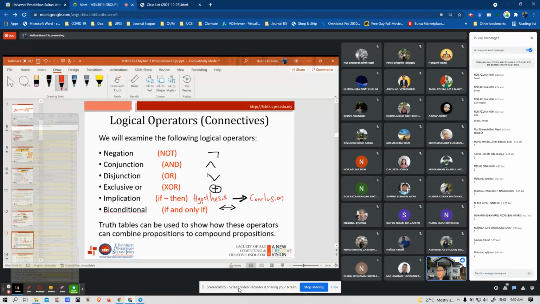Okay, here we have a negation denoted by this symbol. We negate the statement. Let's say if today is raining, after we negate, today is not raining. And then we have conjunction and disjunction or exclusive or, and then we have hypothesis. I explained this one: if, then we have the implication. And then we have the hypothesis and conclusion. And then biconditional, if and only if, IFF. And then a truth table can be used to show the operators that combine the propositions to be combined.